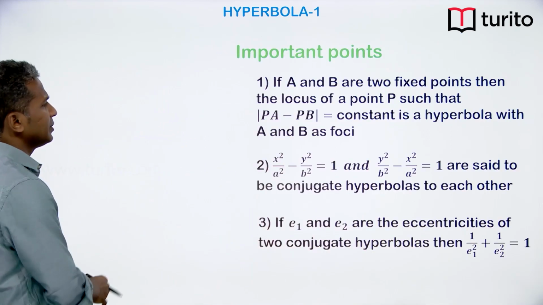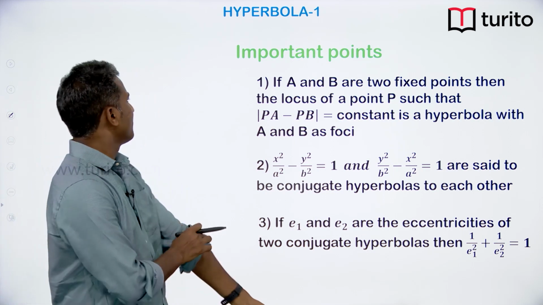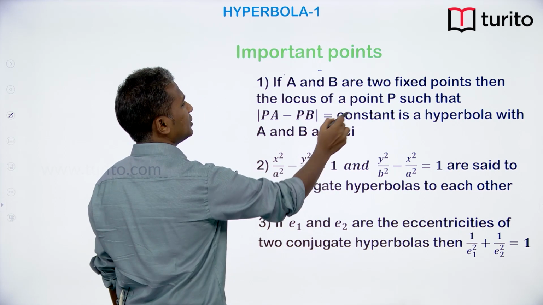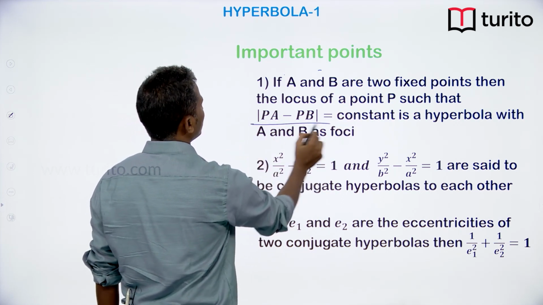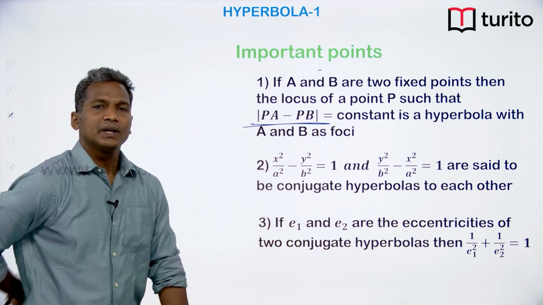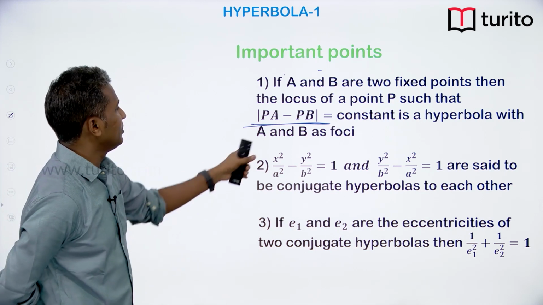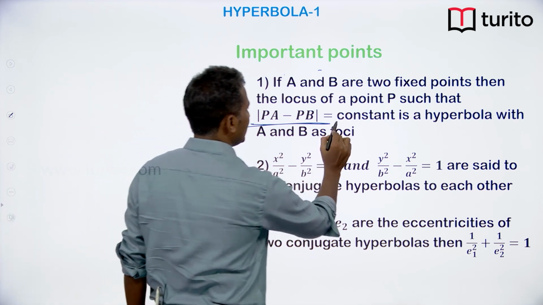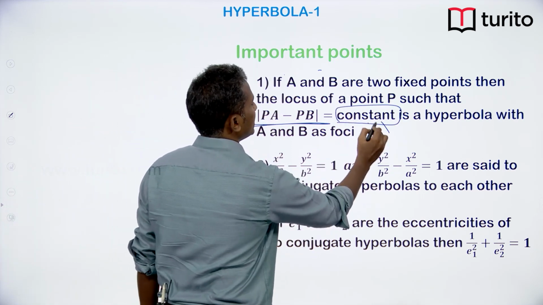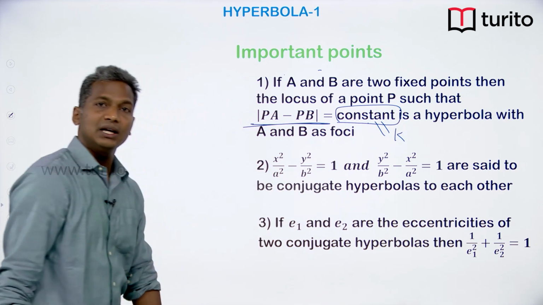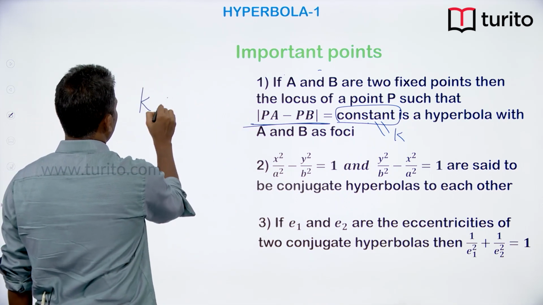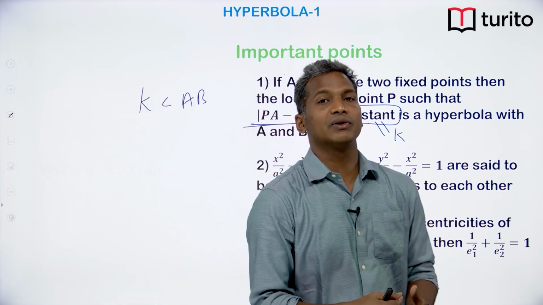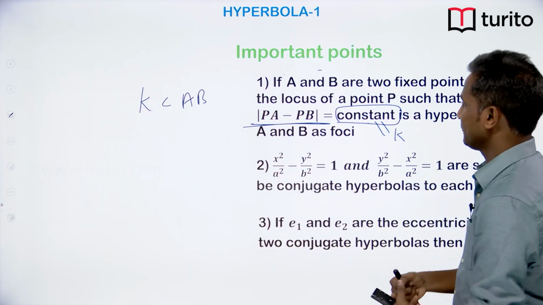Now, let us look at some important points that we have discussed. So, here A and B are two fixed points, then the locus of the point P such that mod of PA minus PB is constant is a hyperbola with A and B as foci. Yes? No, it has to maintain one rule. What is it? This constant K must be less than AB. So, K must be less than AB, that is the must condition, otherwise it is not a hyperbola. Okay.